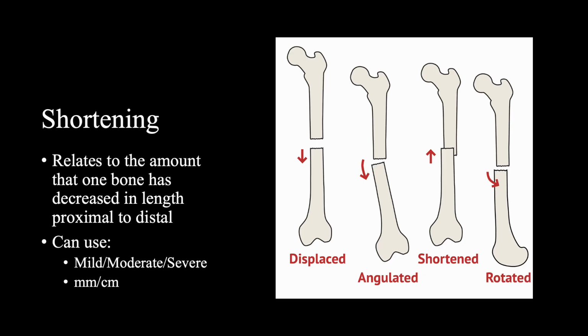Shortening relates to the amount that a bone has decreased in length, proximal to distal. You can use different words to describe it. You can give a hard measurement in millimeters or centimeters, or you can say mild, moderate, or severe. If it's severely shortened, it's a significant amount. If it's mildly shortened, it's not a significant amount. So you can be displaced distally, angulated, shortened, say 1 centimeter, or mildly shortened, or it can be rotated around its axis as well. Those are the different ways of talking about displacement, angulation, rotation, and shortening.